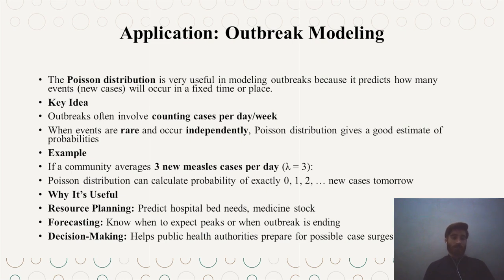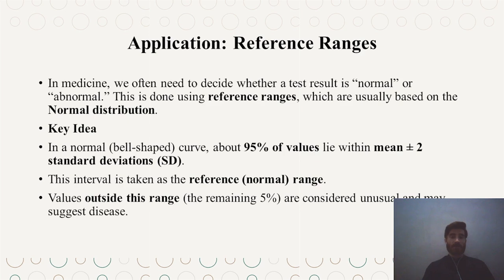Why is it useful? Resource planning, forecasting, and decision making. For resource planning, predict hospital bed needs and medicine stock for measles. Forecasting: know when to expect peaks or when the outbreak is ending. Like we are forecasting, we are planning for the disease or an outbreak to occur. And decision making helps public health authorities prepare for a possible case surge.